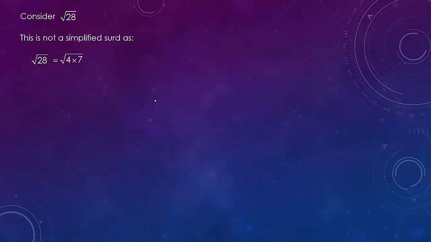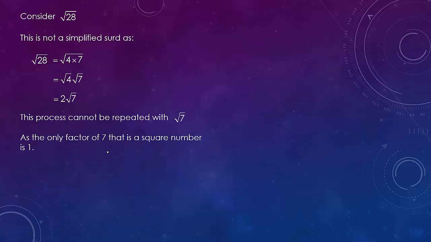Using what we've learned already about surds, we can write that as the square root of 4 multiplied by the square root of 7. And of course the square root of 4 is 2. So root 28 can be written as 2 root 7. Is that fully simplified? Well, yes it is, because the process cannot be repeated with the square root of 7. The only square factor of 7 is 1.